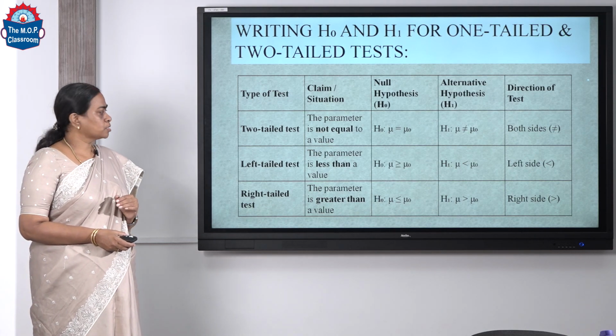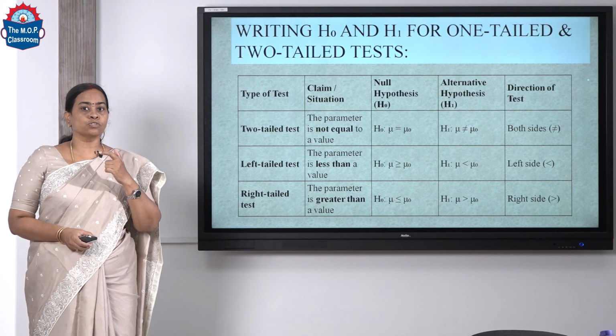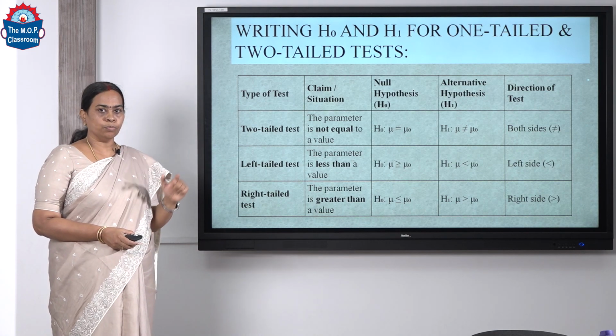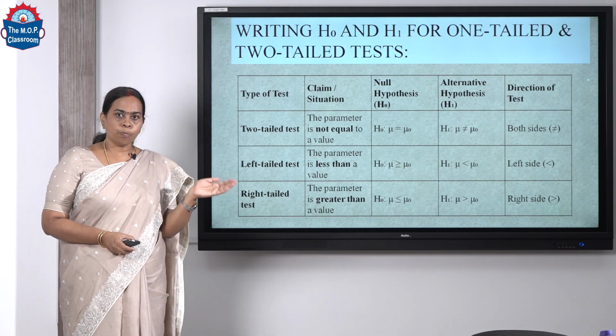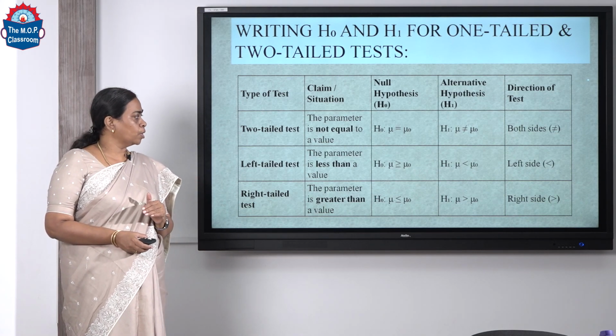Two-tailed test. So, how to write? Already I have told you the null hypothesis: there is no significant difference when you are comparing two things. So, mu is equal to mu naught, and already I have told you the alternative hypothesis is the opposite of the null hypothesis, that is why you are having mu not equal to mu naught.